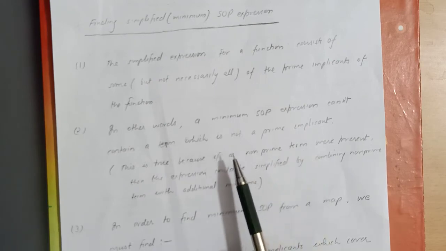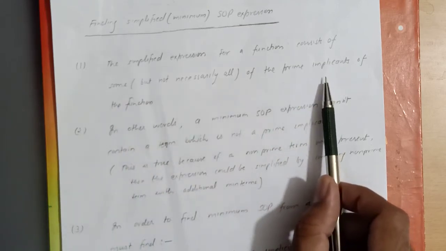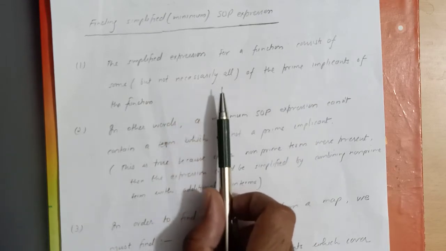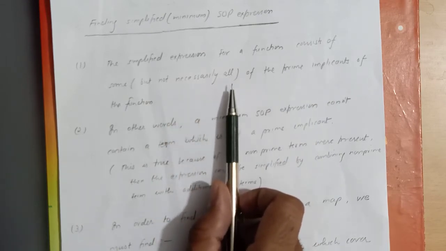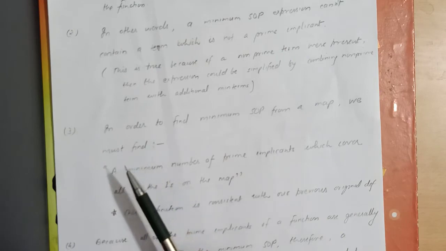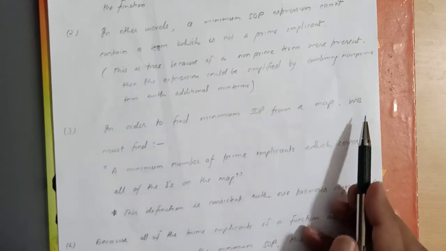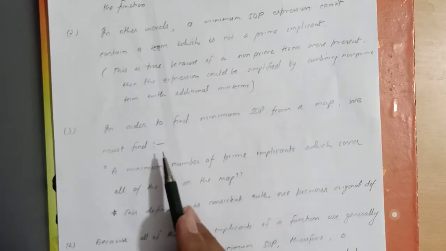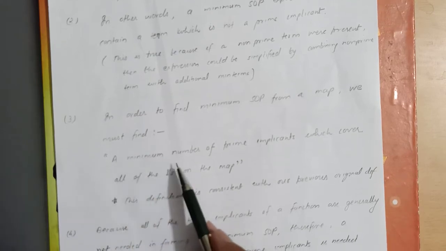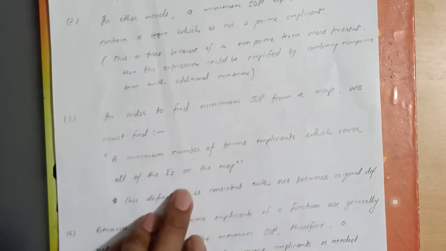Secondly, we will use some prime implicants in order to find the simplified expression. We will not necessarily use all the prime implicants. So in other words, we can say that to find the SOP from a map, what we are doing is finding a minimum number of prime implicants which cover all the ones on the map.